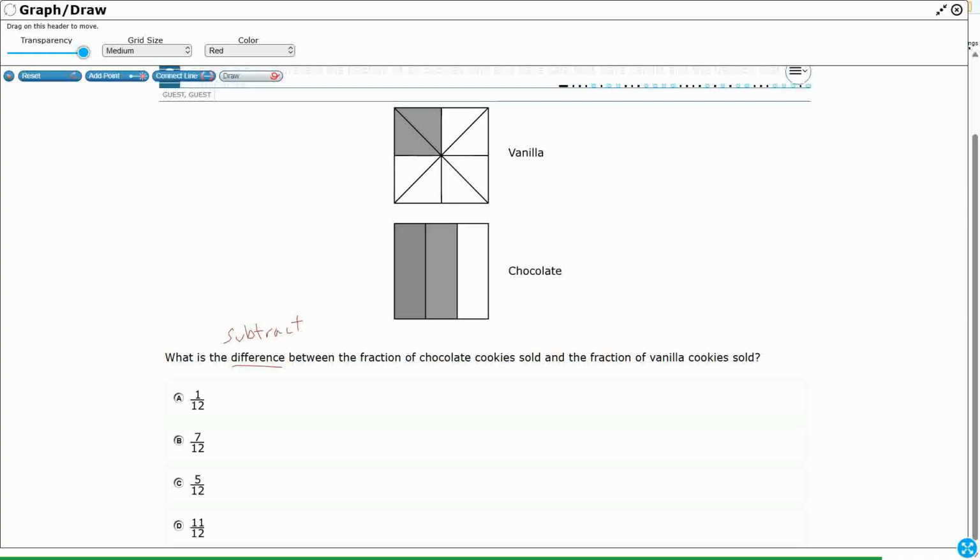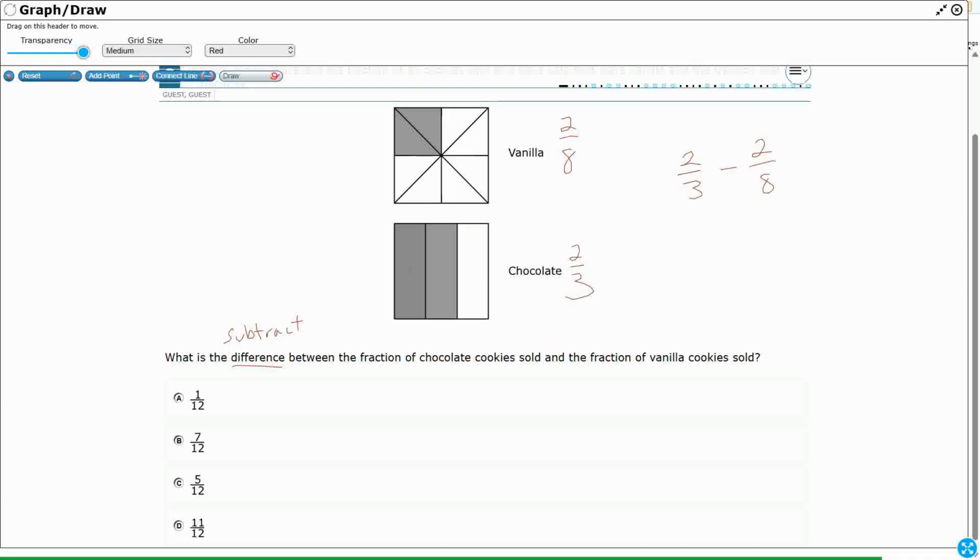So for chocolate, I've got 1, 2 out of 3, so 2/3. And for here, I've got 1, 2, 3, 4, 5, 6, 7, 8. I've got 2/8. Even though they're cut into different fractions and the orientation is slightly different, the eighths look different than thirds, you can tell that the 2/3 is more. And so this is what we're looking for: 2/3 minus 2/8.